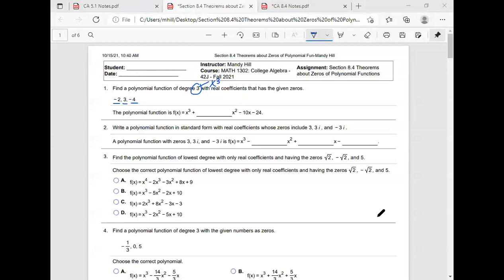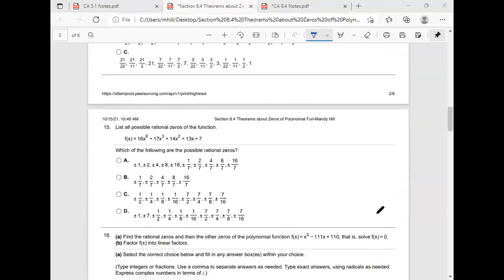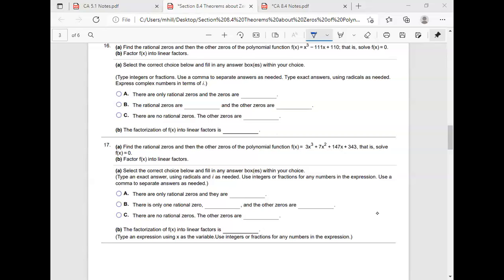Okay, so on this one, here's what the answer looks like when you write it down on number 16. You're going to say there are only rational zeros. We didn't have any that weren't rational. There are only rational zeros, and they were negative 11, 1, and 10. If there aren't rational zeros, you need to find one of them, divide it out, then find the other two, or however many there are. Okay, so that is how you do 8.4 homework.